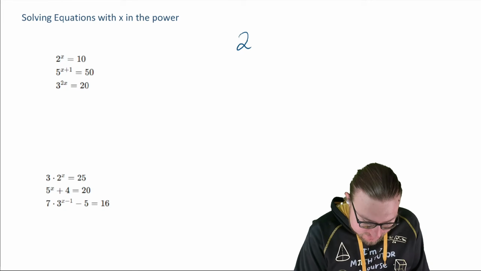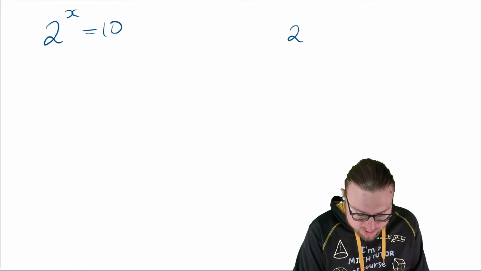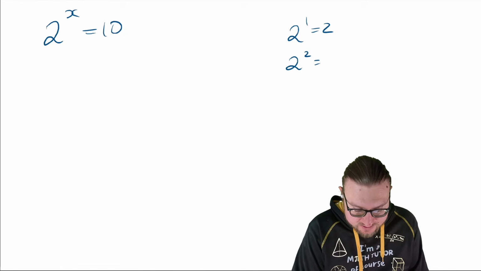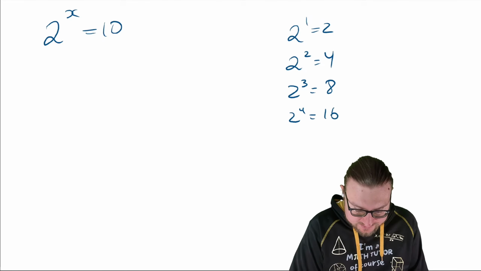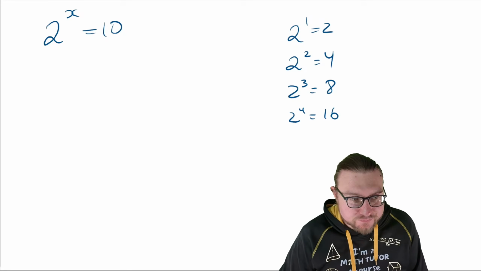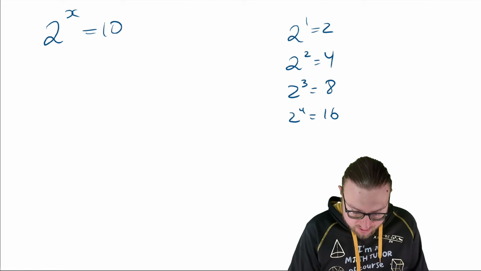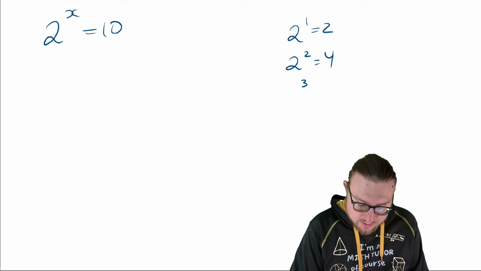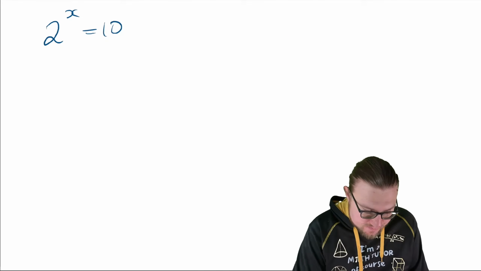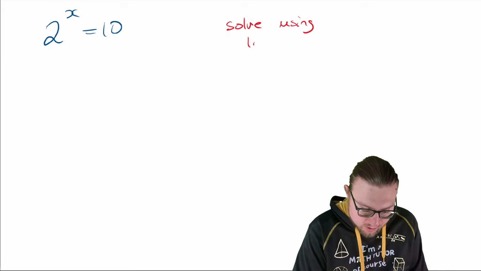Our first example here is 2 to the x is equal to 10. And well, if we look at this, 2 to the 1 is 2, 2 squared is 4, 2 to the 3 is 8, and 2 to the 4 is 16. So clearly it's somewhere in the middle. However, that doesn't seem to really be working. We don't know what it is. It's going to be some kind of decimal. So what are we going to do? We need to use a different method. We need to solve using logs.